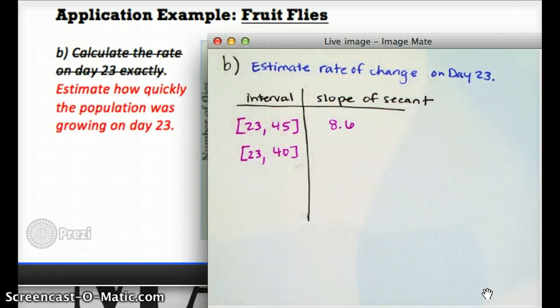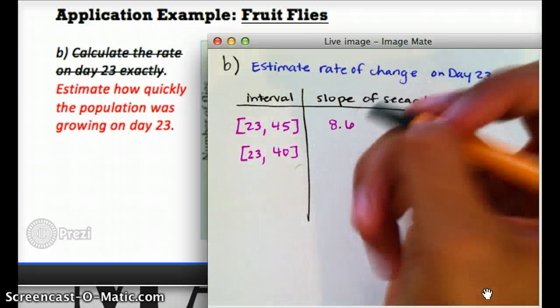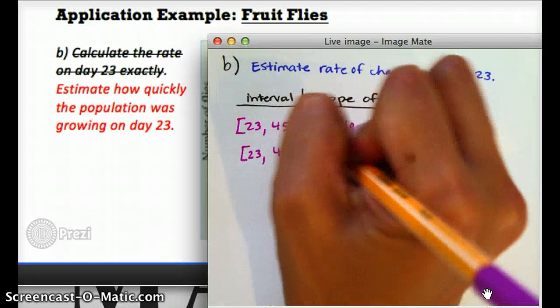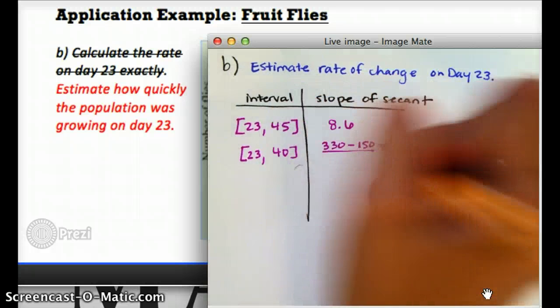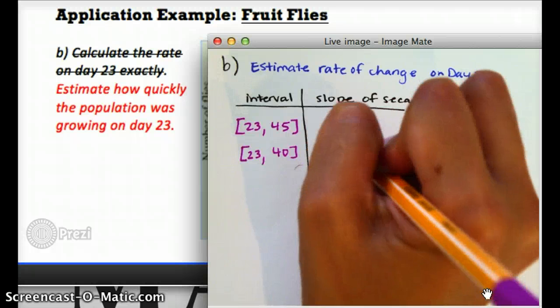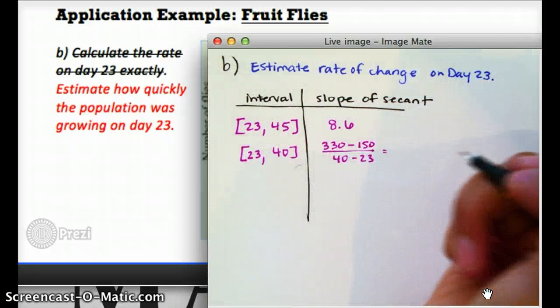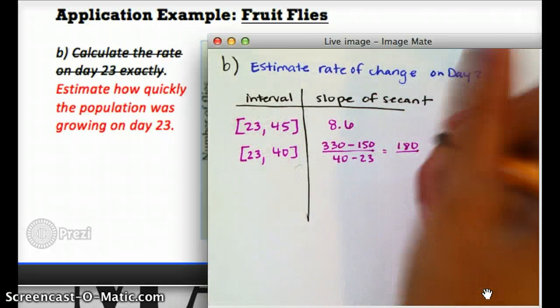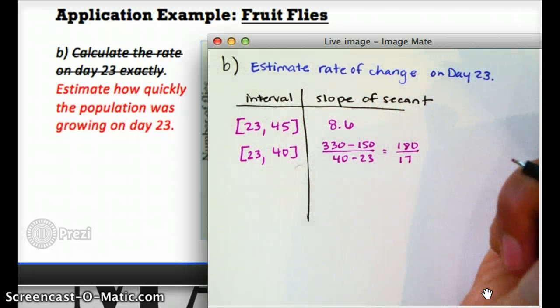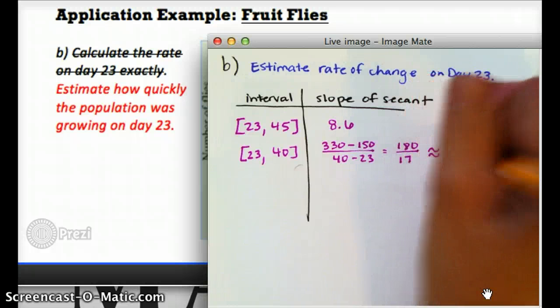Remember, these are x values. The new slope, we calculate it the same way using the new y value. 330 minus 150 over 40 minus 23. And this value, when we subtract everything out, becomes 180 over 17, which it turns out is approximately 10.6.